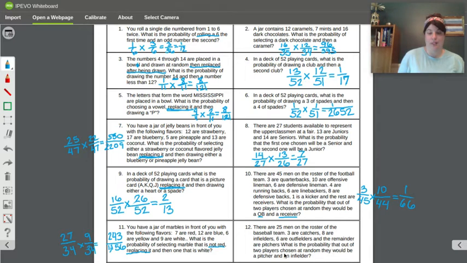So if we want to pick a pitcher first, there are 8 of those out of the 25 guys on the team. The next one we're going for is an infielder, and we've pulled out our pitcher and kept him out. So now we're looking for an infielder from the guys who are left on the field. And there are 8 of those, but there's only 24 left on the field. So this would give us, all reduced down, 8 over 75.